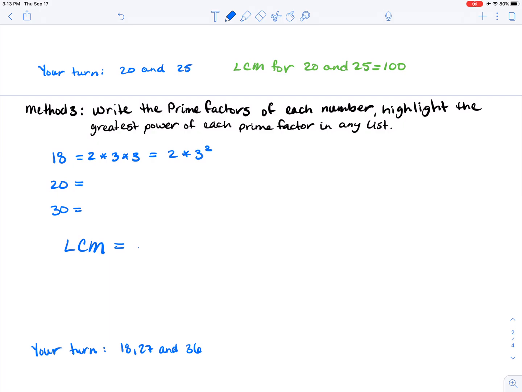I know 20 is 4 times 5, so I'm going to break 4 up into 2 times 2 times 5, and I'm going to rewrite it as 2 squared times 5. And I know 30 is 2 times 15, so I'm going to write 2 times 3 times 5. You could also do it by the tree method that we learned in earlier videos. That's a messy 5, so let's clean that up. And we can't rewrite this any other way. It's just 2 times 3 times 5 because there's only one of each.